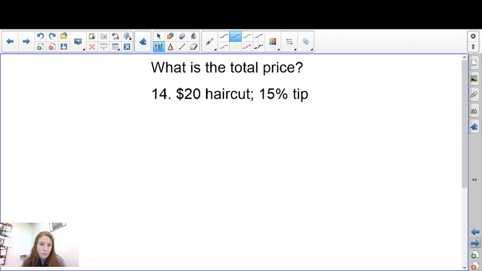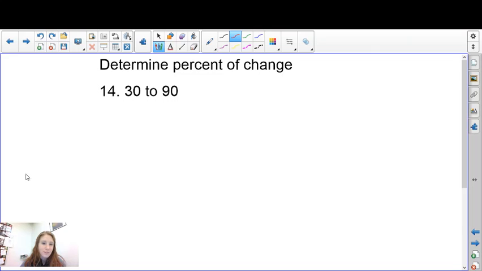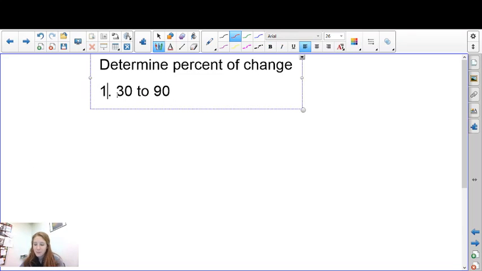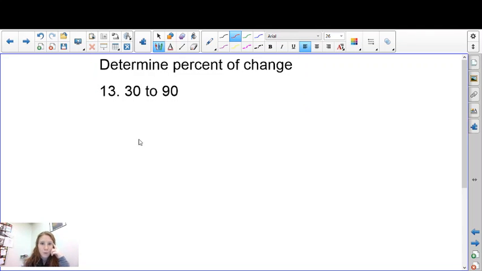Do I have two 14s? I do have two 14s. This is number 13. Sorry. Number 13, 30 to 90. Again, those are getting bigger, so we should be increasing. So we can cross off none of them because they all say increase.